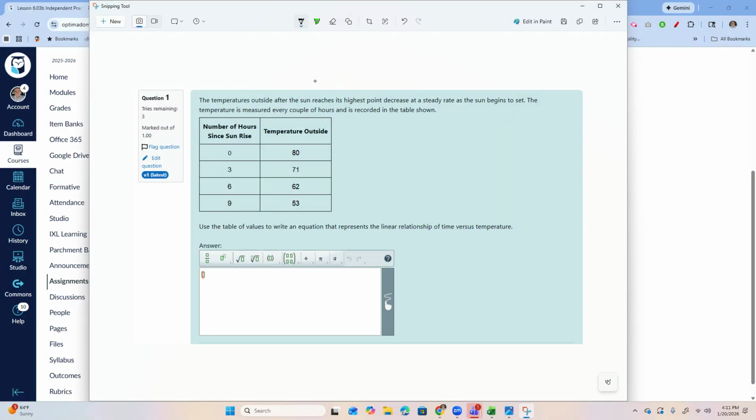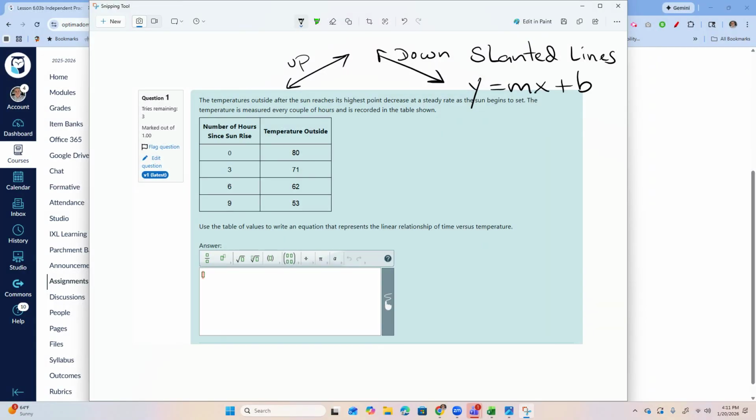And the pictures you were looking at were lines that look like this, okay? That means the line is going up. Or lines that look like that, that means the line is going down. These lines, we call them slanted lines, okay? And for all slanted lines, the equation is going to be y equal mx plus b.